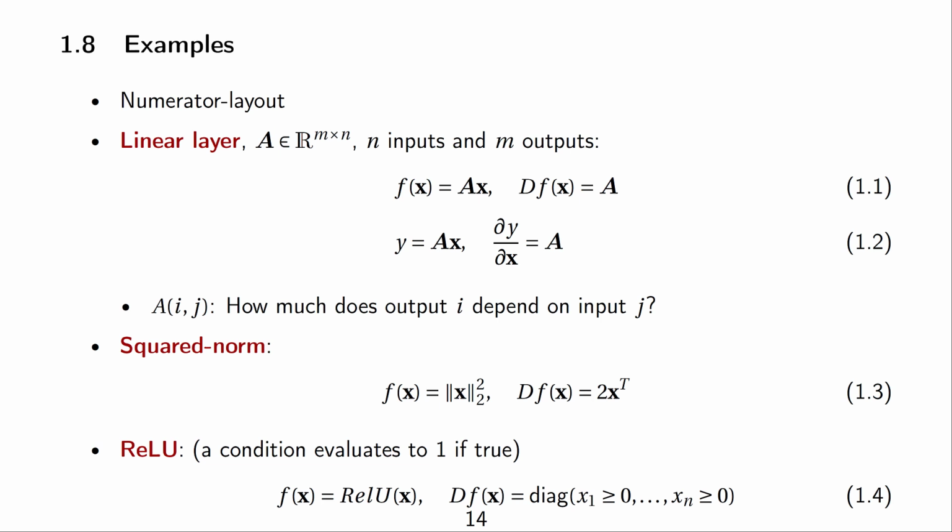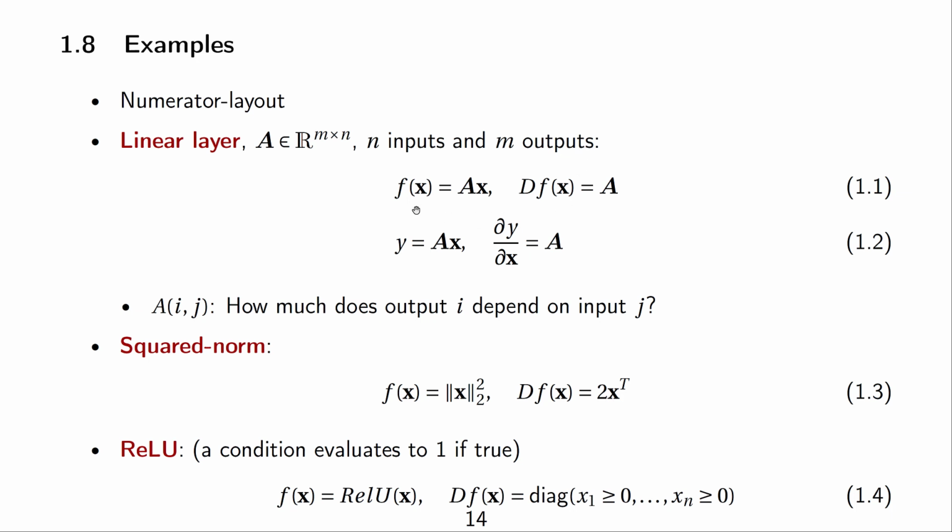Okay, so let's look at a few examples that are important for networks, and we'll look at them with the numerator layout. So let's say we have a linear layer, and the linear layer has a weight matrix A that has m rows and n columns. That means it will map n inputs to m outputs.